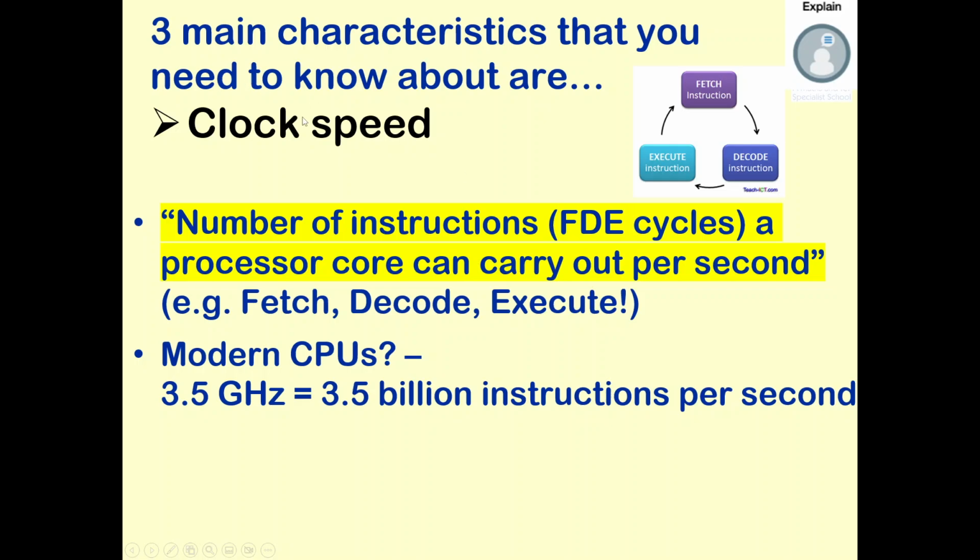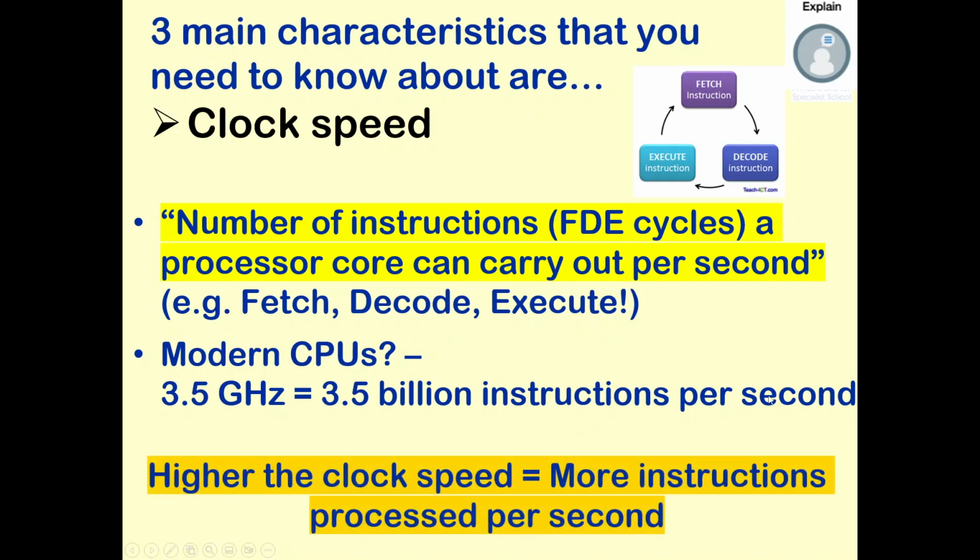The clock speed, that is simply the number of instructions it can carry out per second. How many FDE cycles can it carry out? Like we just said, modern CPUs, 3.5 gigahertz means it can do 3.5 billion instructions or FDE cycles per second. Faster the clock speed, the more instructions it can process per second.